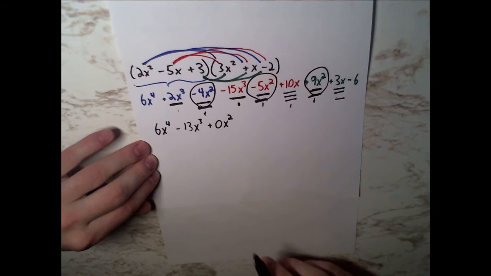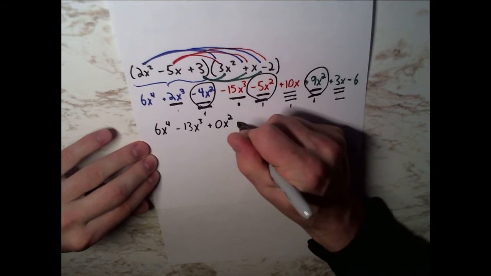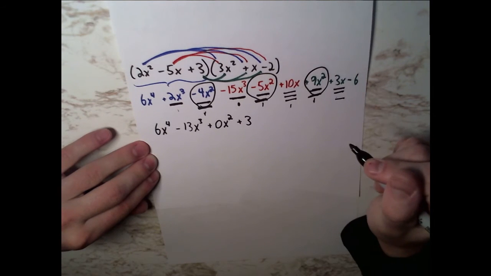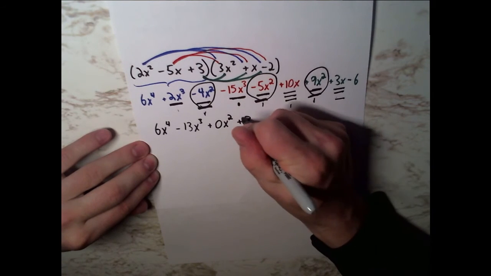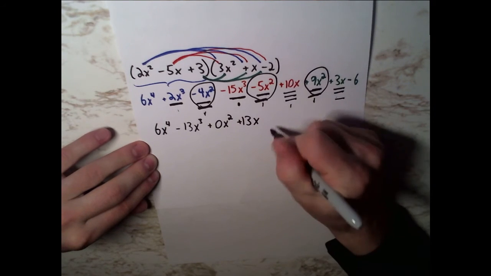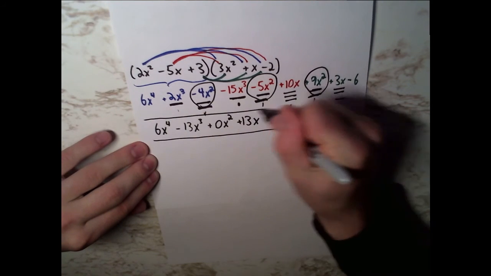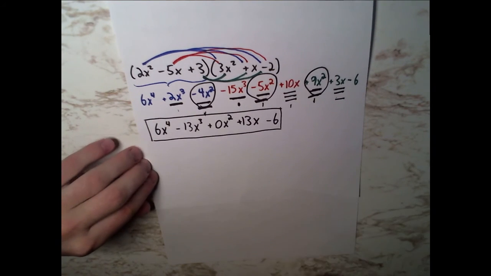Now we just have to add our x terms. 10x plus 3x gives us plus 13x, and we have a negative 6 on the end. So this is our final answer.